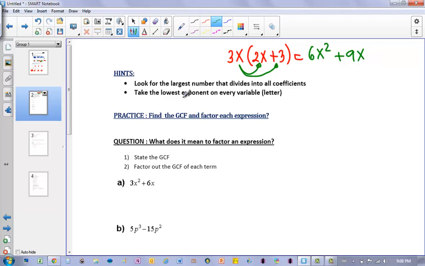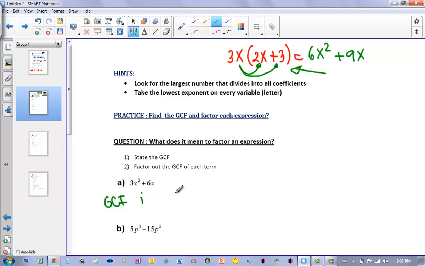Well, when we're factoring something out, I want you to do exactly the opposite. We're going in the opposite direction. So I'm going to be given an expression, and I have to find the greatest common factor between the two terms and be able to regroup my expression as the product of two factors. Well, for the first one, what is the greatest common factor between 3x squared and 6x?